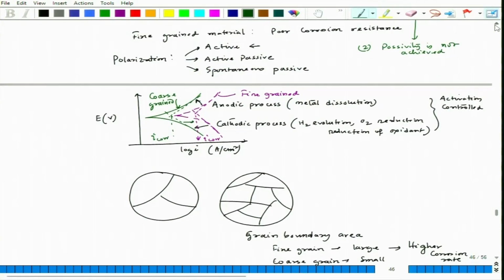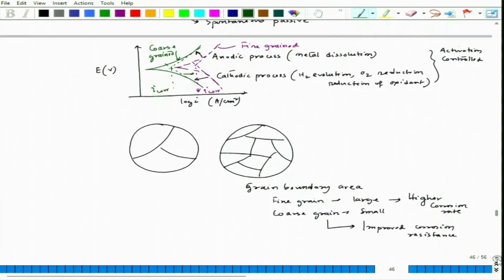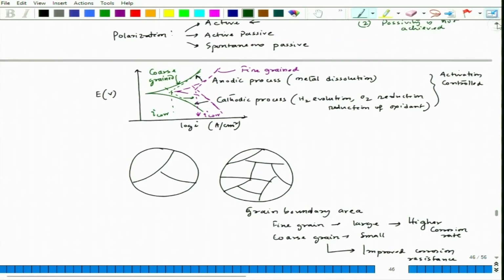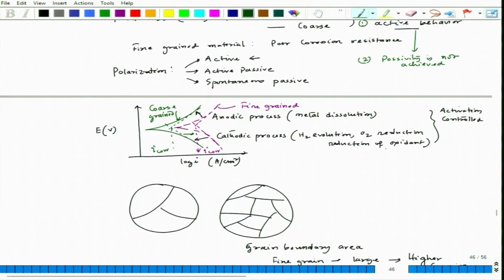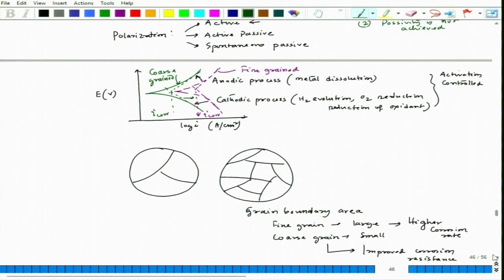Now, even if it is not activation control for both the processes, but the anodic process must be activation controlled, then only with finer grain size we have a higher corrosion rate. Let us see that part. So, both are activation controlled. Another condition is coming up. Third is the anodic process should be activation controlled.